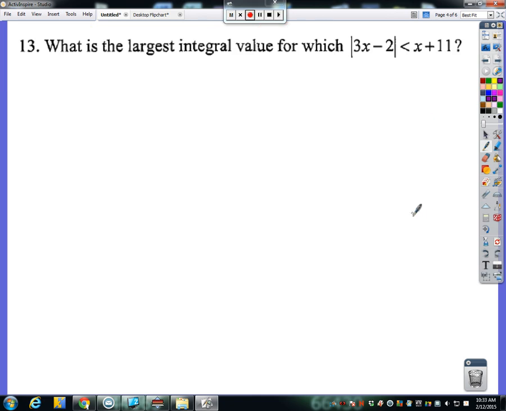13. What is the largest integral value for which the absolute value of 3x minus 2 is less than x plus 11? So the largest integral, remember integral and integers both mean whole numbers. They didn't say positive integral value, so it could be a positive or a negative answer. But again, we can type this into our calculator.